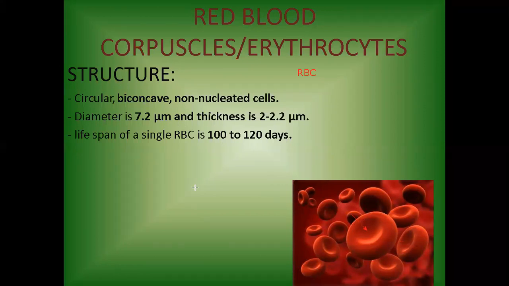And its size, diameter is 7.2 micrometer, and thickness is around 2 micrometer. In this way, this is thickness. Diameter is 7 micrometer around, and thickness is around 2 micrometer. And its lifespan is about 120 days for healthy blood. One RBC can live for 120 days. This is about red blood cells, RBC.